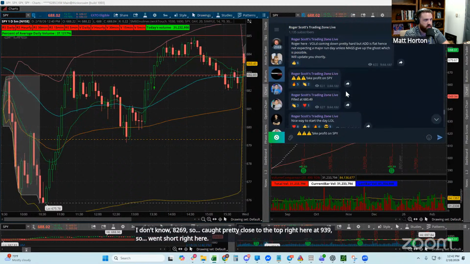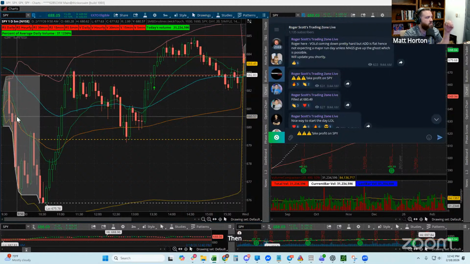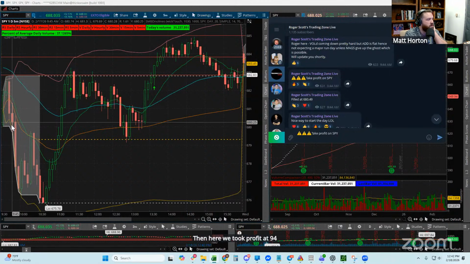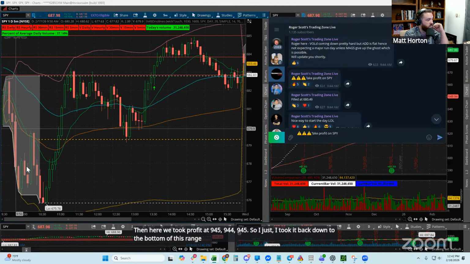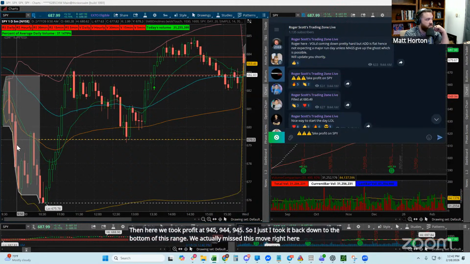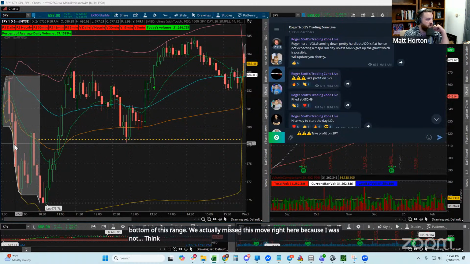Then here we took profit at 945, 944, 945. So I took it back down to the bottom of this range. We actually missed this move right here because I was not thinking we were going to have that much follow through on the downside. So we got out about right here.